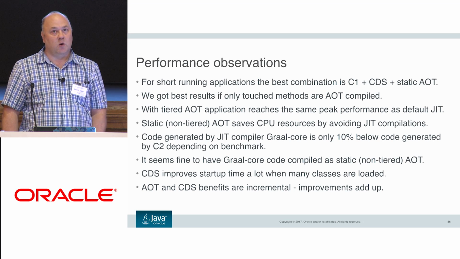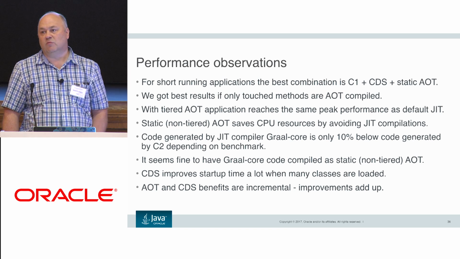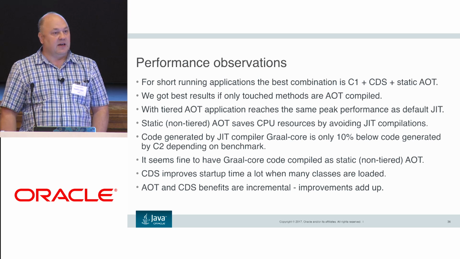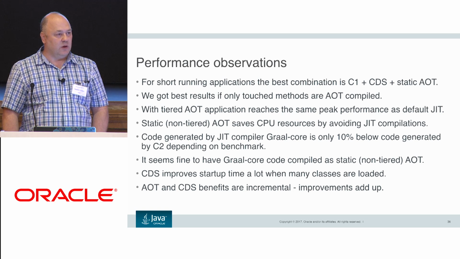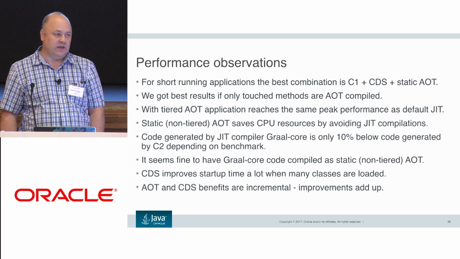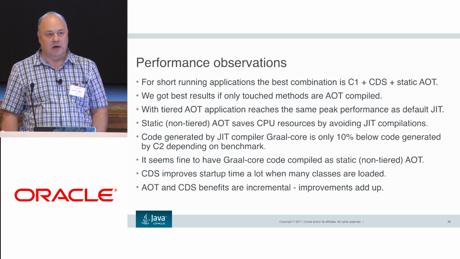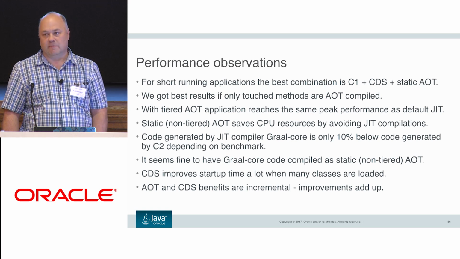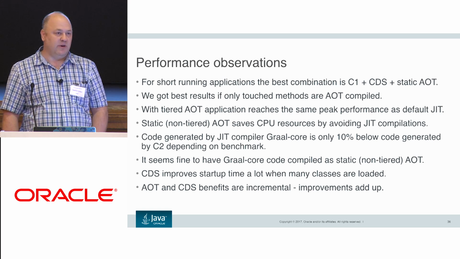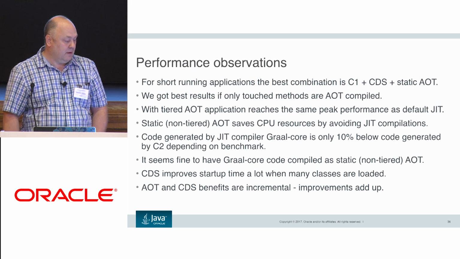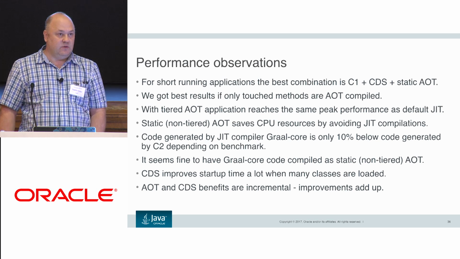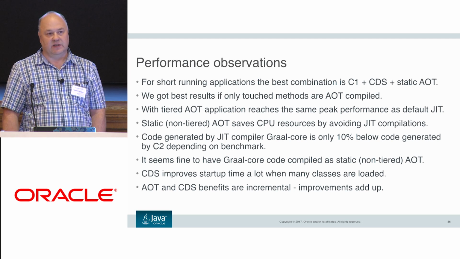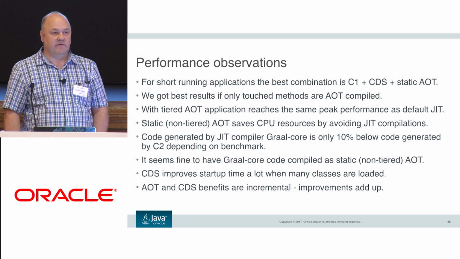Static AOT code especially consumes much less CPU resources. Code generated by Graal is currently about 10% slower than code generated by C2. This is work in progress. We are planning the replacement of C2 only when we get the same or better performance. It seems that compiling Graal even by just static AOT is enough to get the results we want.